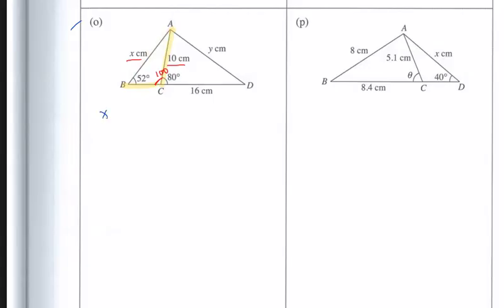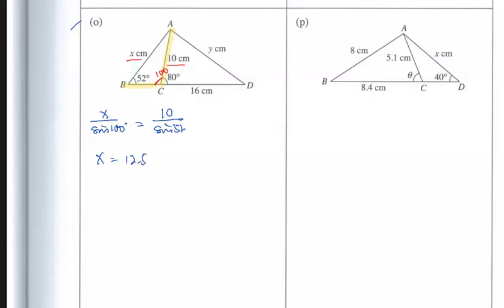So x over sine 100 equals 10 over sine 52. So x is just sine 52 times sine 100, which gives 12.5.